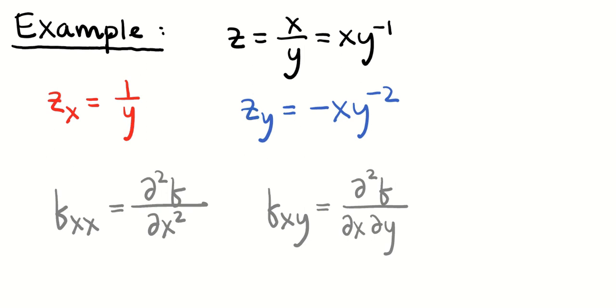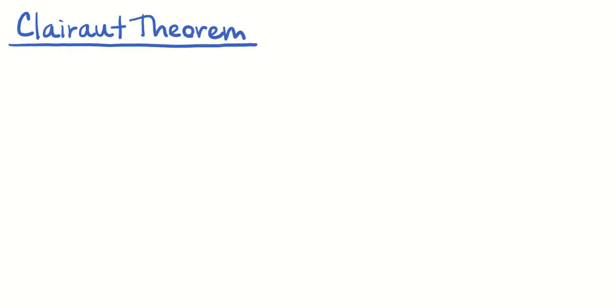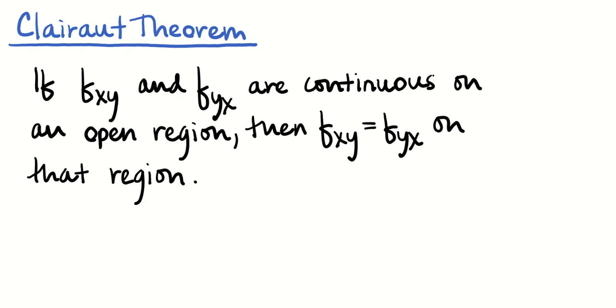But I need to tell you about the Clairaut theorem, which is also just known as the equality of mixed partials. So that theorem says that if fxy and fyx are both continuous on an open region, then they are equal on that region. Okay? And I'm just going to show you how this works based on derivatives we've already taken here today.